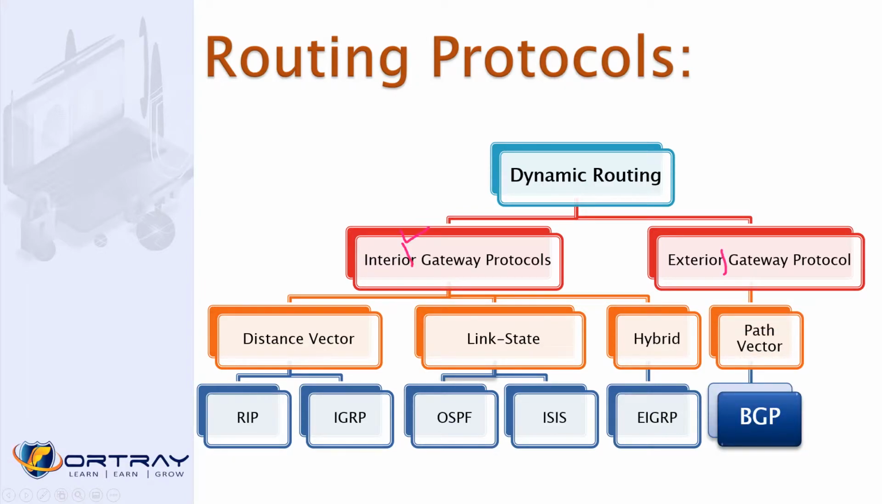BGP is a very dynamic, very robust, and very powerful protocol. All of your internet traffic is based on BGP. If anything goes wrong with BGP, your internet traffic will be disrupted. So think about it, it's a very, very powerful routing protocol. Mostly ISPs use BGP. So where should we be using BGP?